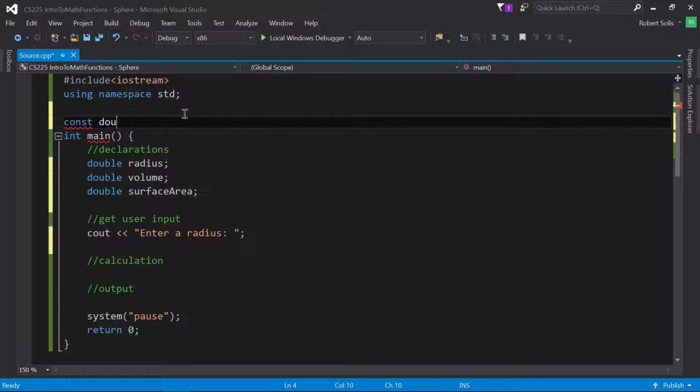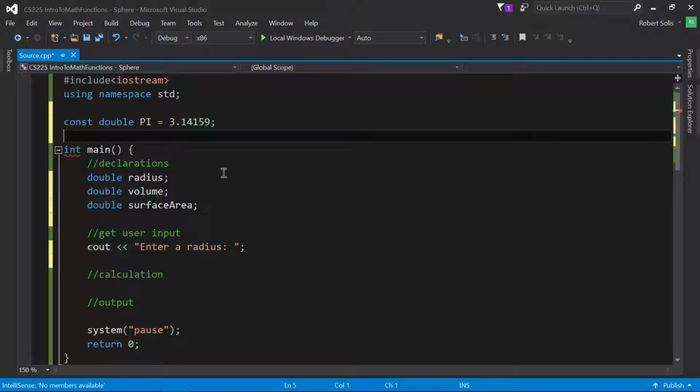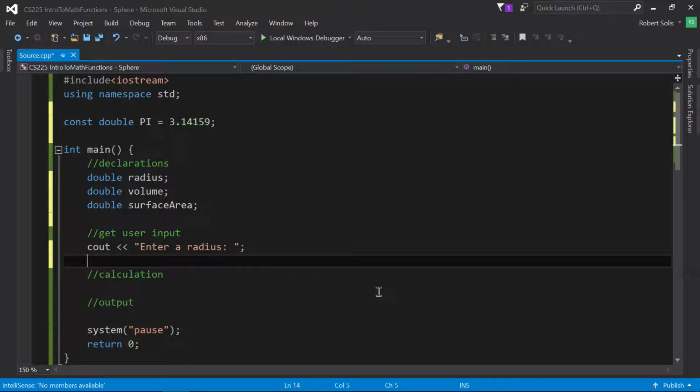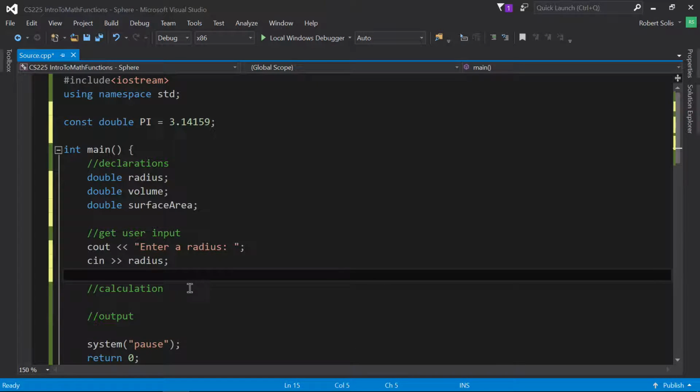Const double pi, and we're going to set that to 3.14159. Of course, I could refine that by putting many more significant digits after the decimal point. That's good enough. This is a global value because it is not inside of a particular function like main. Okay. So then the user is going to enter a value for the radius, and I'm going to take that value and put that into radius using the cin function.